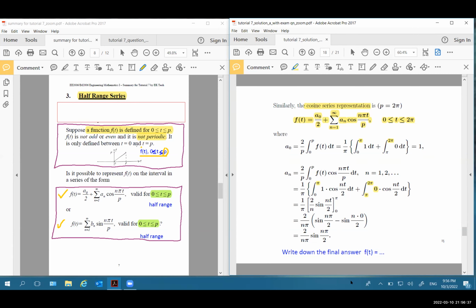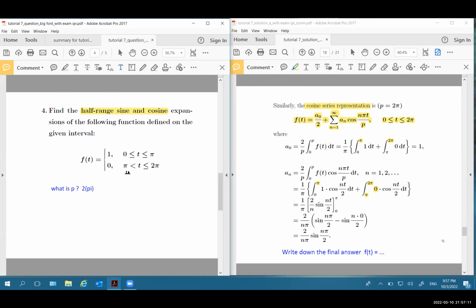Any question? Prof, why did the answer not include the discontinuity? The answer didn't include what? The discontinuity. Yeah, I thought it's inclusive of the 0 and 2 pi. Do we not need to include it? Oh, wow, that's a good question. No one ever asked that. So yes, you are right.